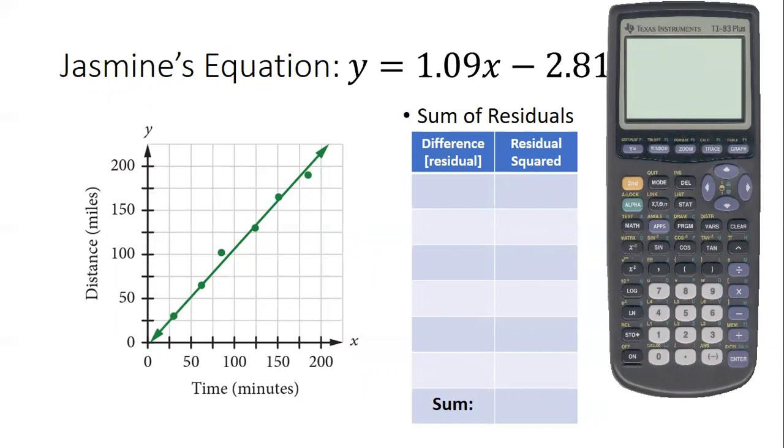Everybody, you should be figuring out who was the right one. Who had the smallest sum? The person with the smallest sum is the one who was correct.